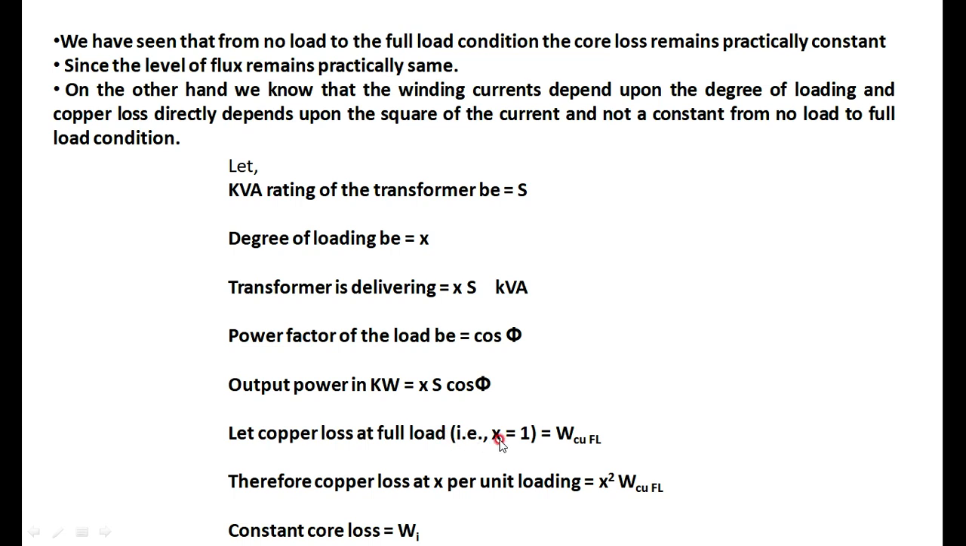The copper loss at full load is represented here as WCUFL, that is the copper loss at full load condition. Then the copper loss at any load X is proportional to the square of the loading factor. Therefore, it is X square times the copper loss at full load. The iron loss remains constant, equal to Wi.